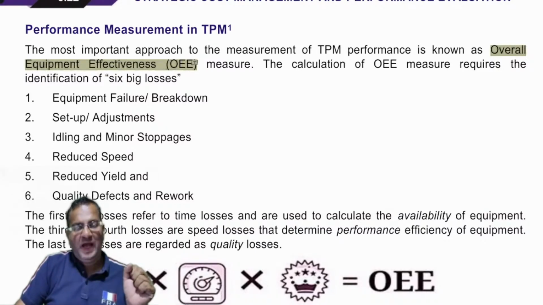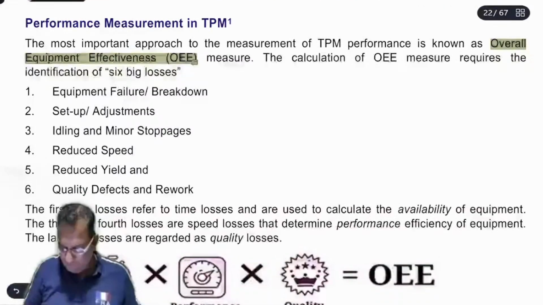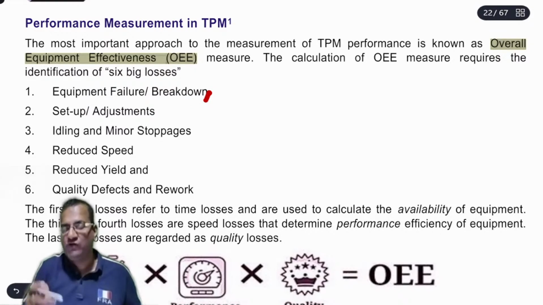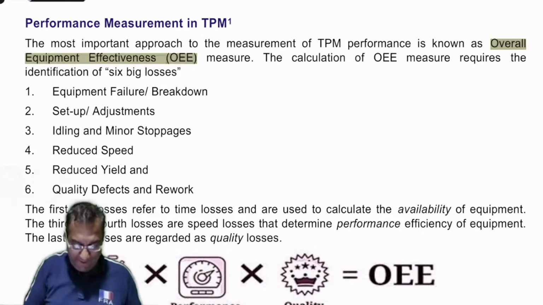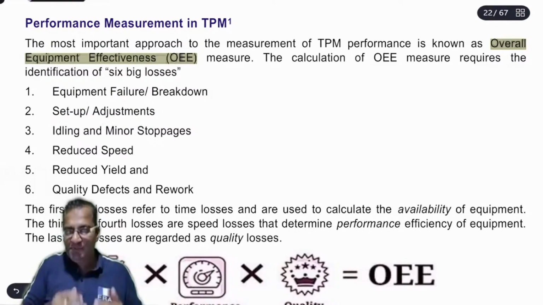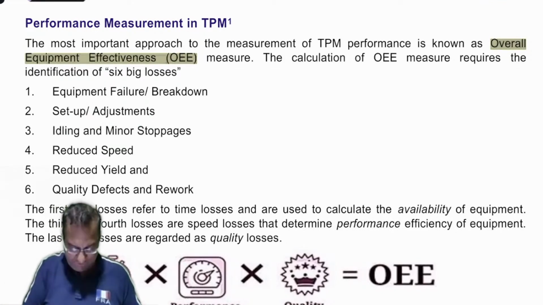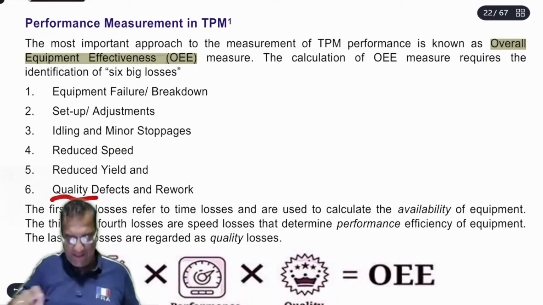So the author has identified 6 types of losses associated with a machine. What are those losses? Equipment failure or a breakdown. I already told you, when the machine is working, it suddenly stops working. Machine का चलते चलते अचानक से बंद हो जाना is known as breakdown. Setup and adjustment. When one batch is completed, the necessary work so that the second batch can start is known as setup and adjustment. Idling and minor stoppage, reduced speed, reduced yield, and quality defect and rework.